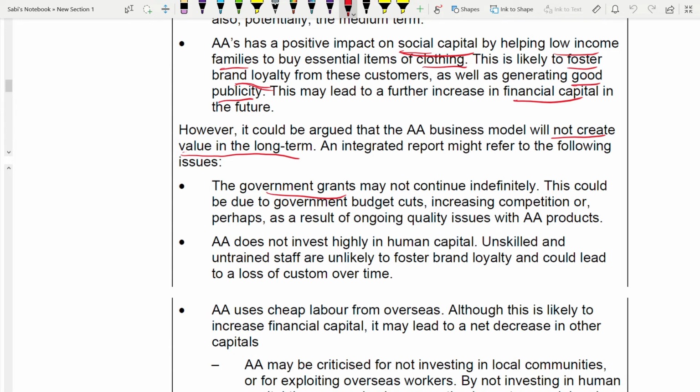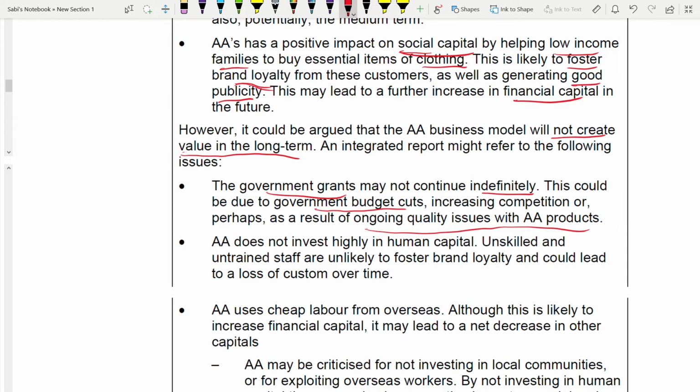See, government grant, no entity keeps on receiving government grants from year to year. It's something that's a one-off, or maybe two or three times you will receive initially, but not forever. It does not happen that every time you keep on getting it. So it does not continue indefinitely. What does it mean? This could be due to the government budget. If the government cuts their budget, how are they going to give you grants? They cannot. They have to cut their government grants also. Or maybe because of increasing competition. Or maybe as a result of ongoing quality issues with the AA products. If the AA products are not up to the standard, government will not give them grants. So government in this condition can stop that grant.